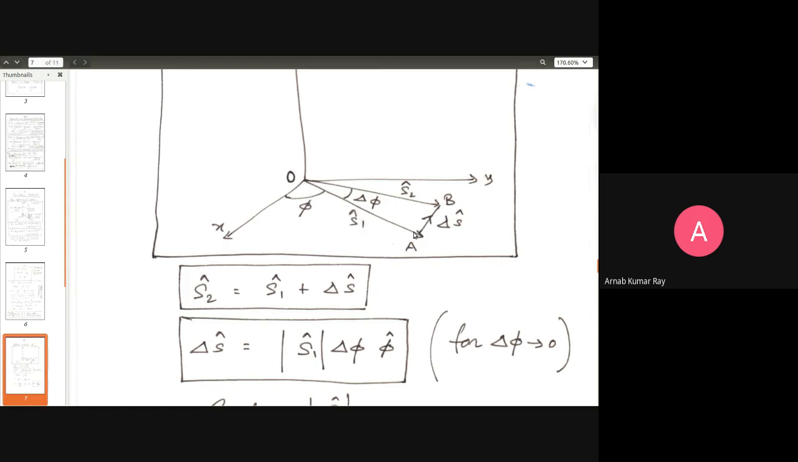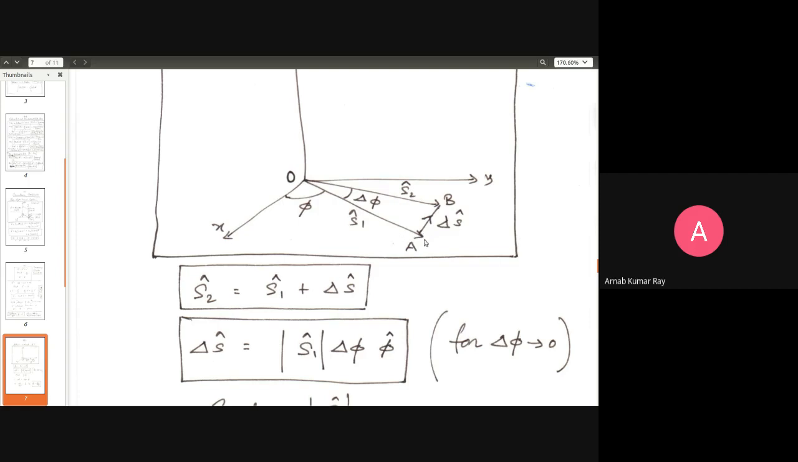Then you shift this unit vector, trace it this way to point B. Earlier the unit vector S was along OA. Now you have shifted this point through an angle delta phi to a new unit vector OB. OB is labeled by S2 cap. S1 cap is not the same as S2 cap. Be very careful about that, because the value of phi has changed. If the value of phi has changed, then let us see how you can go about this.